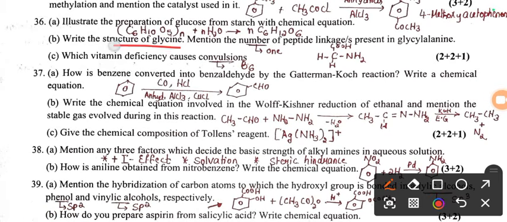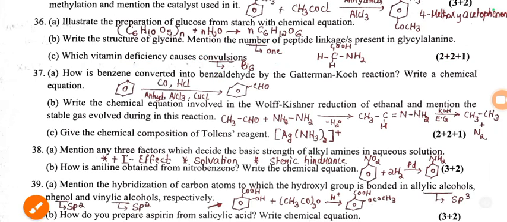Next we have the structure of glycine. Glycine is a simple amino acid with one amino group and a carboxyl group, and both the other substituents are hydrogen. It is not a chiral amino acid. Glycylalanine is a dipeptide, and the number of peptide bonds formed between them is 1. The vitamin whose deficiency causes convulsions is vitamin B6, pyridoxine.